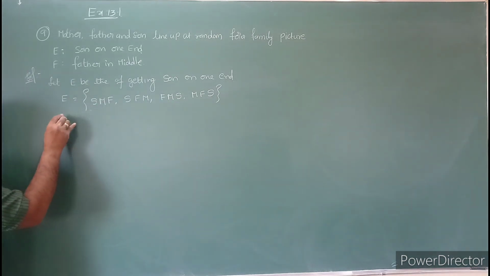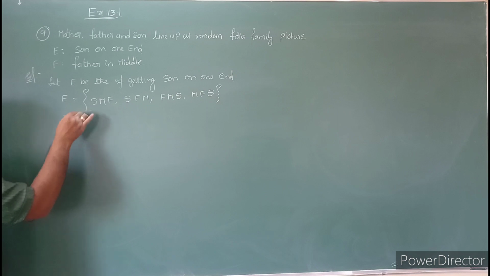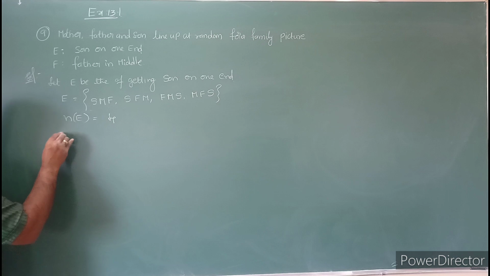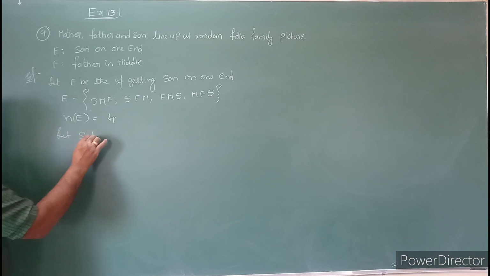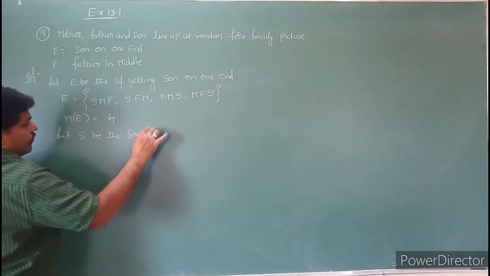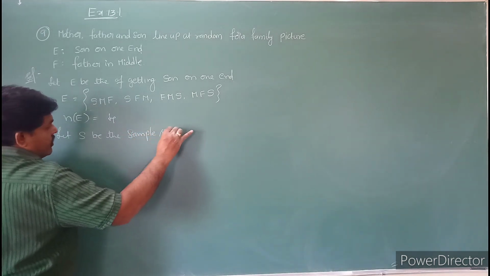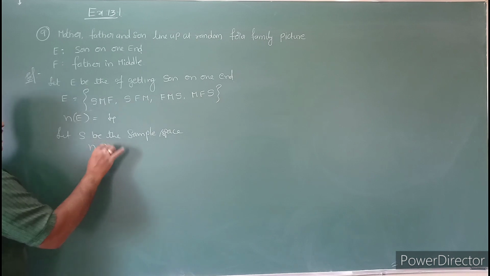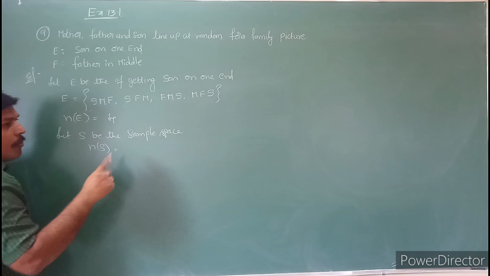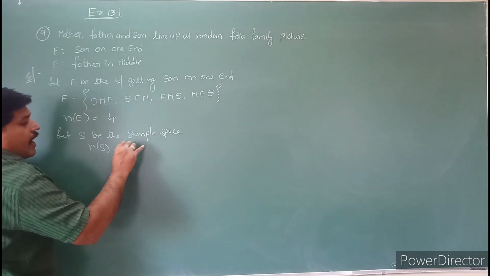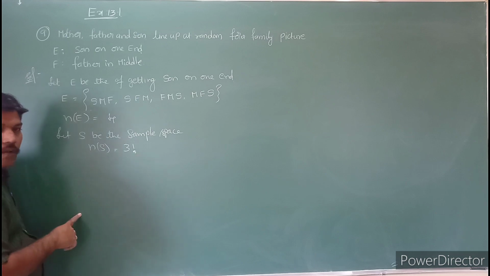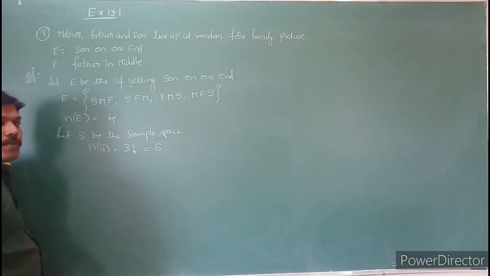And also, what is n(E)? n(E) is equal to 4. And let S be the sample space. Then n(S), what is n(S)? n(S) is nothing but 3 members are there. How many ways can you arrange them? They can be arranged in 3 factorial ways. That is nothing but 6 ways.